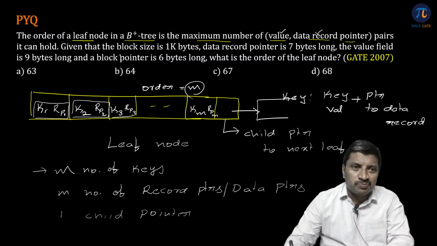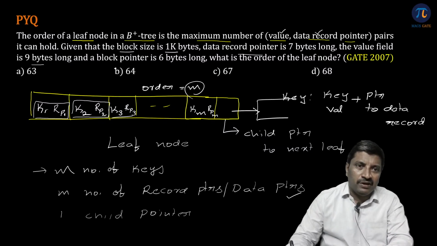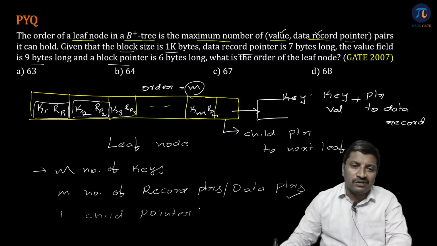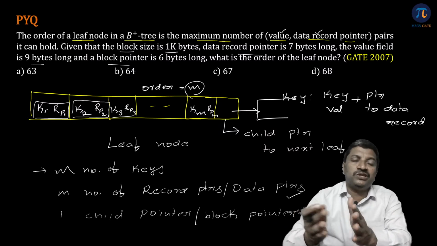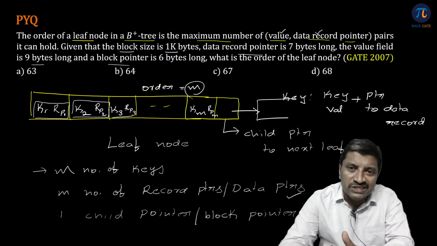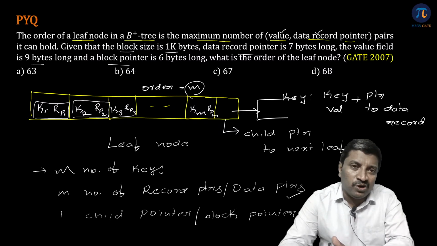So in this case, please observe, sir, given that the block size is 1k bytes, data record pointer they given, the value field 9 bytes they given, block pointer. Sir, if this is data pointer, what about this pointer, sir? They used the terminology block pointer. So their intention is block pointer is child pointer. So these are the things I need to fit in a single block. What is the block size? The block size they given is 1k bytes, right? So this is the story you are having, sir.